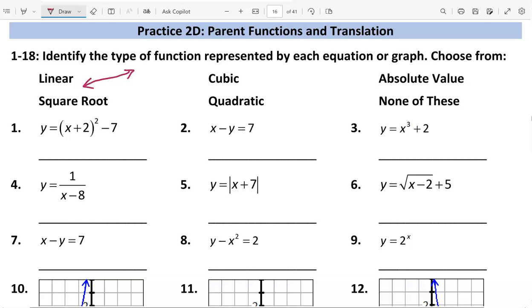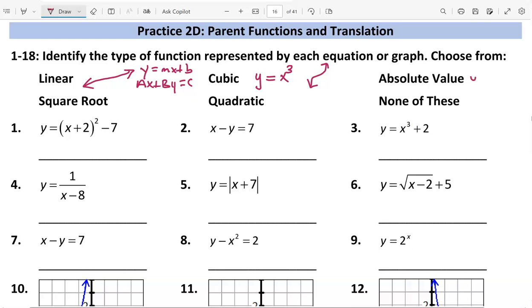It looks like that. It can typically be written in y equals mx plus b form, or ax plus by is equal to c form. A cubic parent function in equation form looks like that, and its graph looks like that.